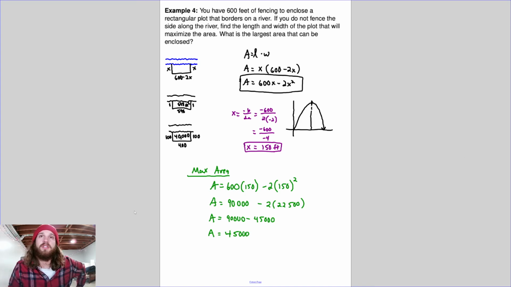Alright, so let's take a look here. So I plugged in 150. We did 600 times 150 is 90,000. I did 150 squared is 22,500 times 2 is 45,000, which means the maximum area that is achievable is 45,000 square feet. Pretty exciting.